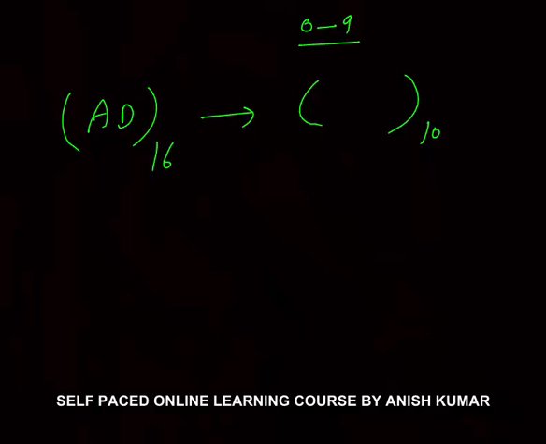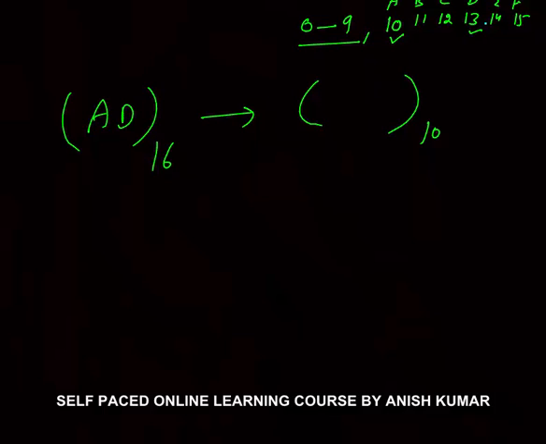Another example could be AD in base 16. You want to convert this number into base 10. Now what does A stand for? You know that in base 16, the digits are from 0 to 9, there are 10 digits. After 9, 10 is represented by A, 11 by B, 12 by C, D means 13, E means 14, and F means 15. So we have A and D, that is 10 and 13.